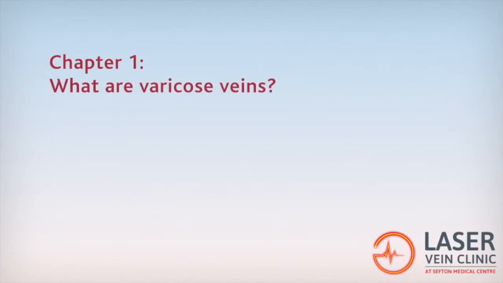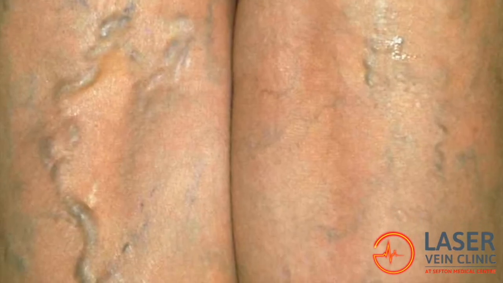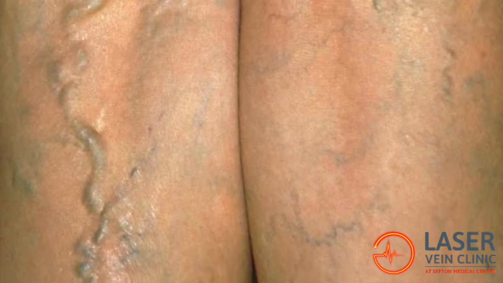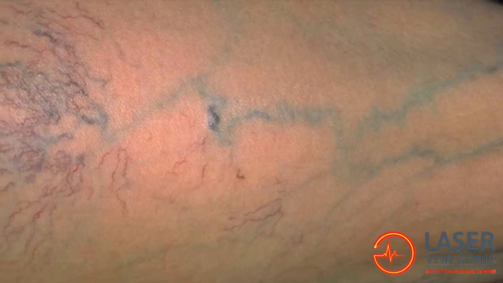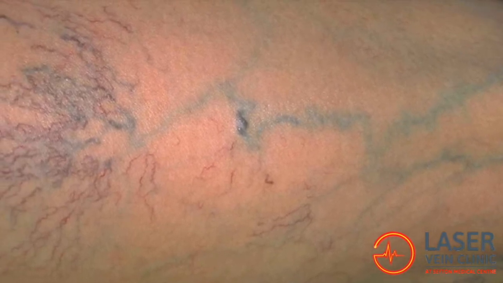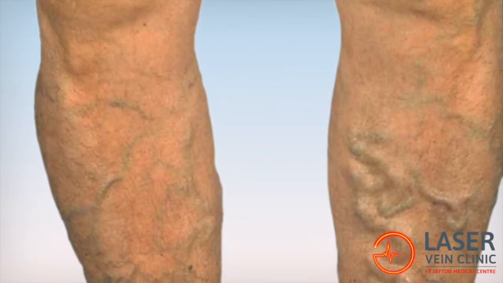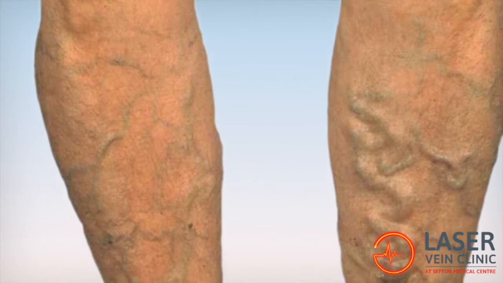What are varicose veins? Varicose veins are superficial veins of the leg that are pathologically enlarged and often appear twisted and bulging. Varicose veins are thus a widespread disease that must be taken seriously. The following chapters will help you understand this disease and inform you on how to react to it.